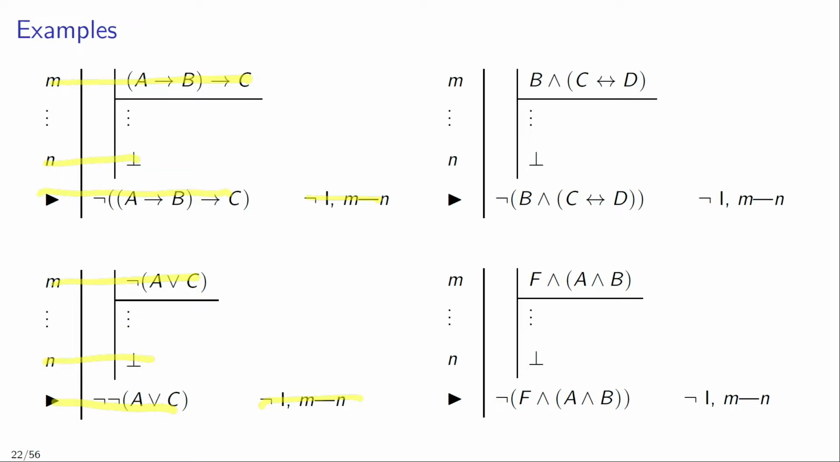To give you a third example, let's look at the top right corner. If the supposition that B and C, if and only if D, leads to a contradiction, you can infer that it is not the case that B and C, if and only if D. And to give you a final example, if the supposition that F and A and B leads to a contradiction, you can infer that it is not the case that F and A and B. And so on and so forth.